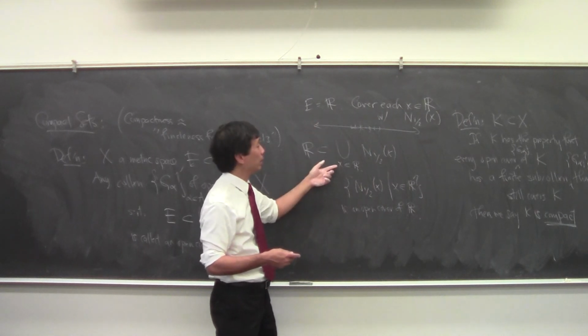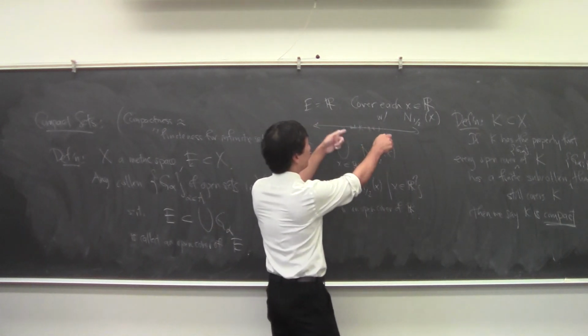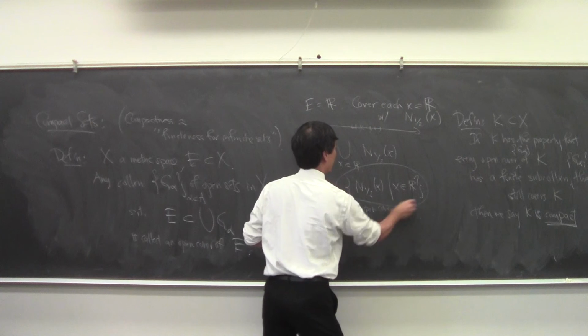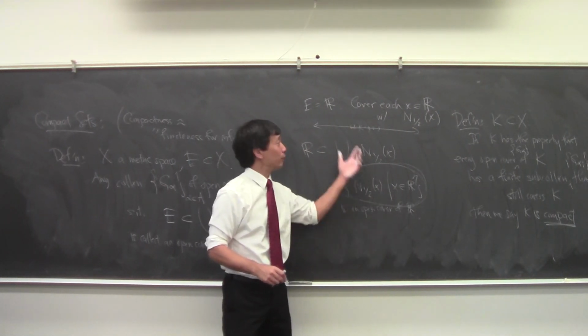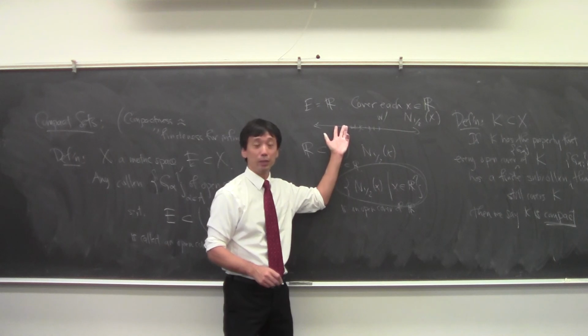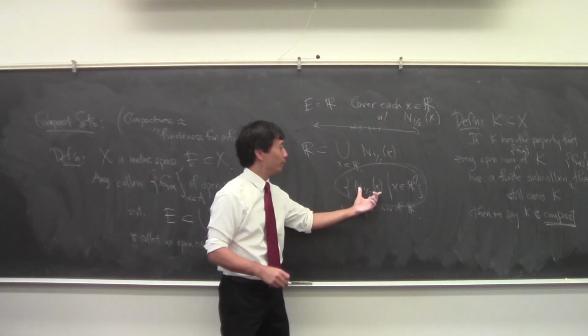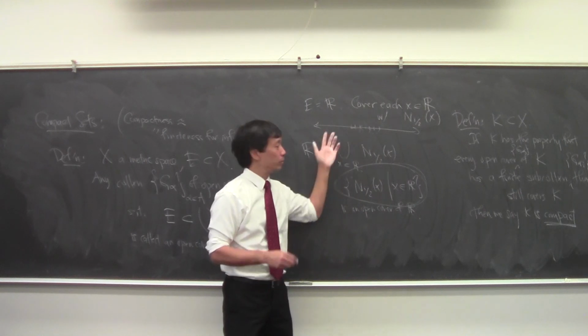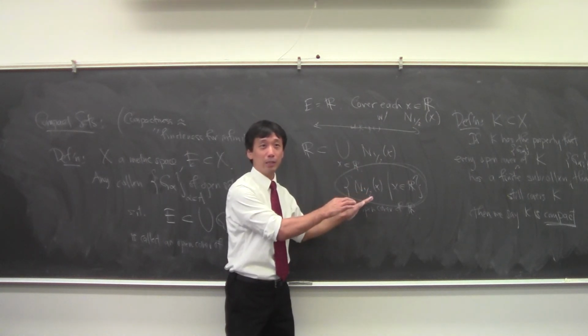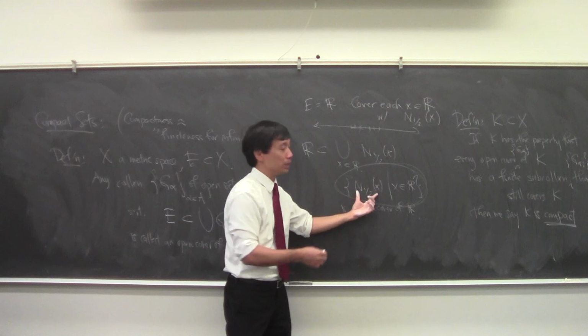No, because here's an open cover, and I can't choose a finite subcollection of this that will still cover all of R. There's no way I can choose like 10 billion of these and still cover R. There's no finite subcollection of this that's going to cover all of R because each of them is only length 1.